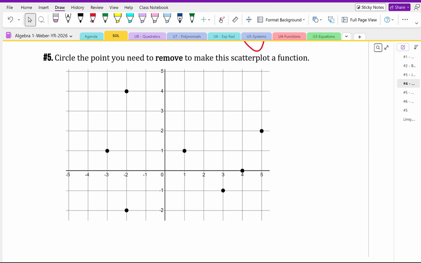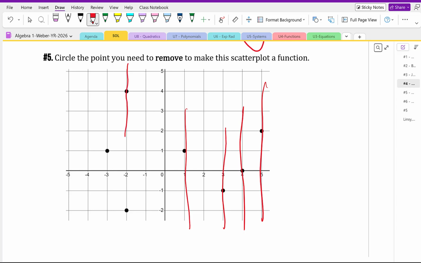So we want this graph to be a function. So remember, when you draw a vertical line, it should only be hitting one point, okay? So notice when I get to this one, it hits 2 points, so that's the problem. So I need to get rid of this point, and then it would be a function. Or, if I got rid of this point, it would be a function. So you actually have two options for your answers, okay? But they're asking you to remove a point to make this scatter plot a function.